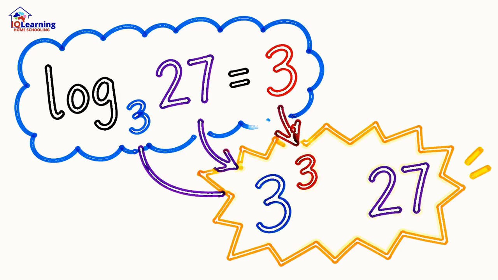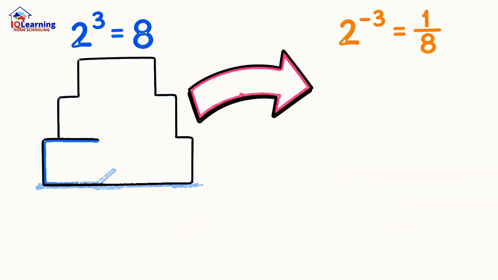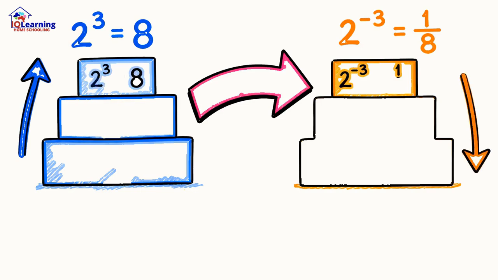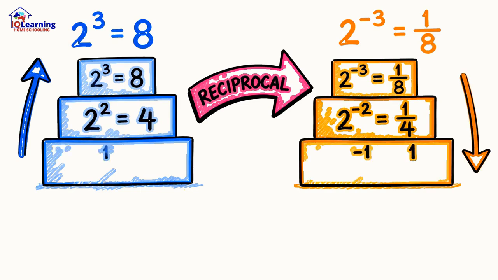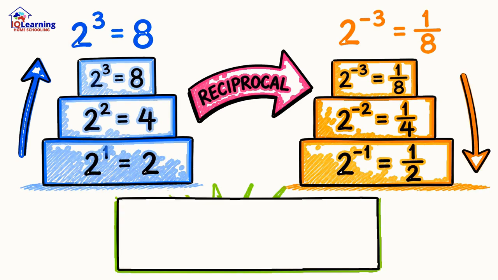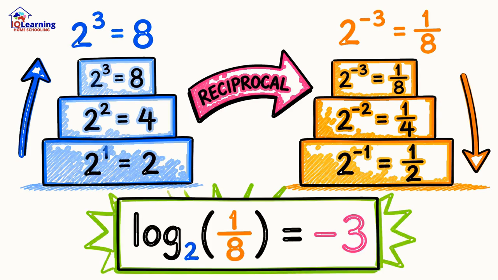The answer is 3. What about log base 2 of 1/8? To get 8, you need the power 3. To get the reciprocal 1/8, you need a negative power, so the answer is -3.